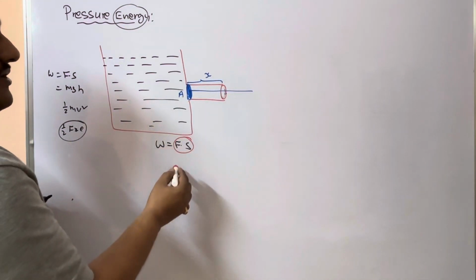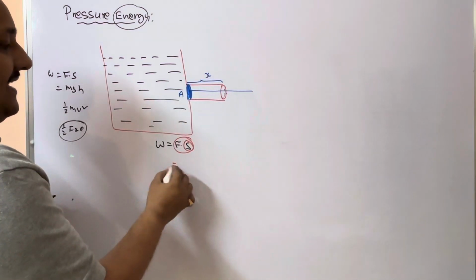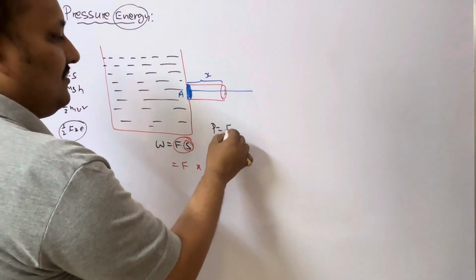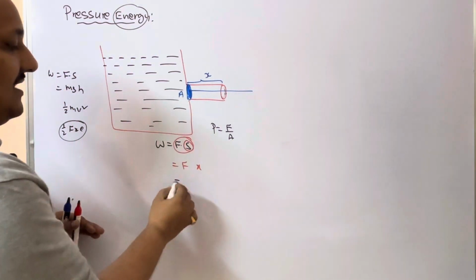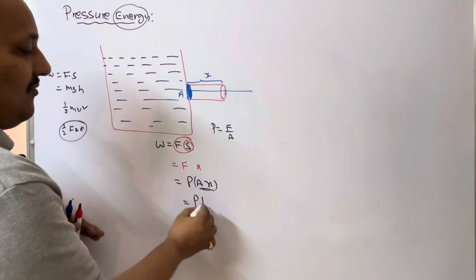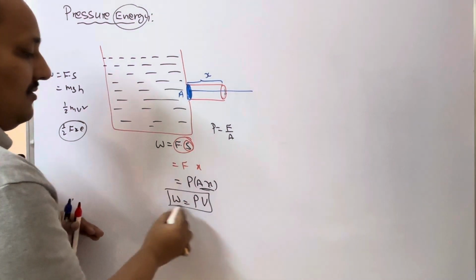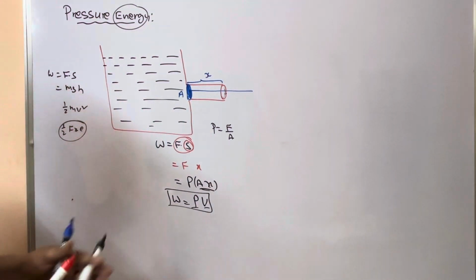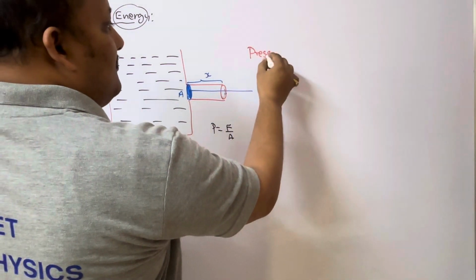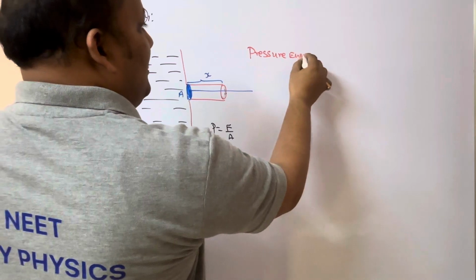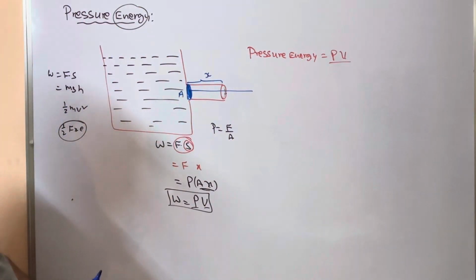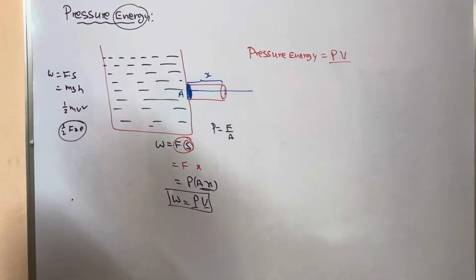So how much force is going to be applied? What is the displacement? x. What is the force? Pressure is equal to force by area, so force is pressure into area. Work done is pressure into area into x. Area into distance gives volume. So pressure into volume: the product of pressure and volume is called pressure energy. So pressure energy is equal to PV.